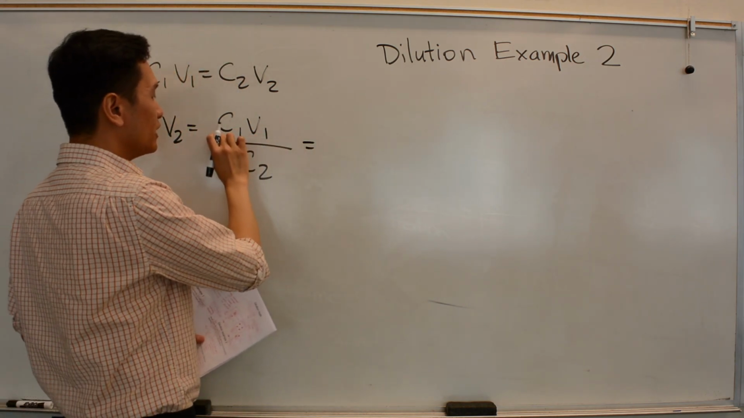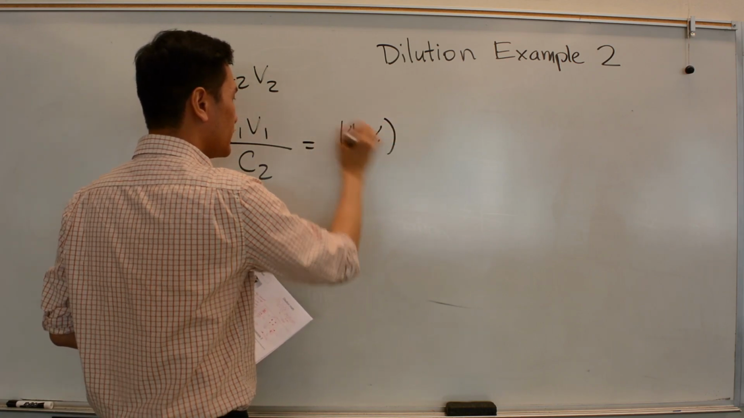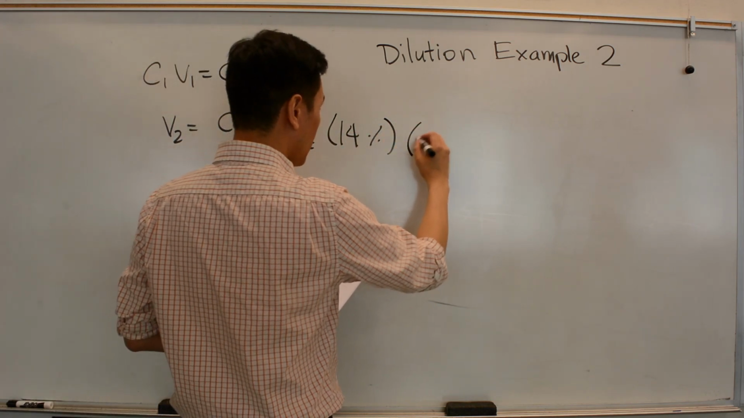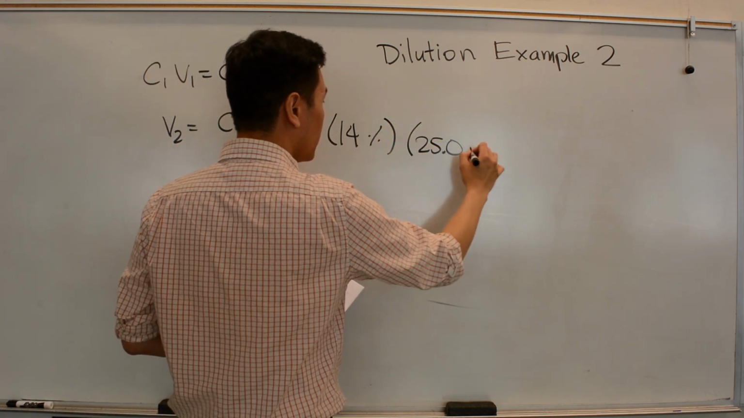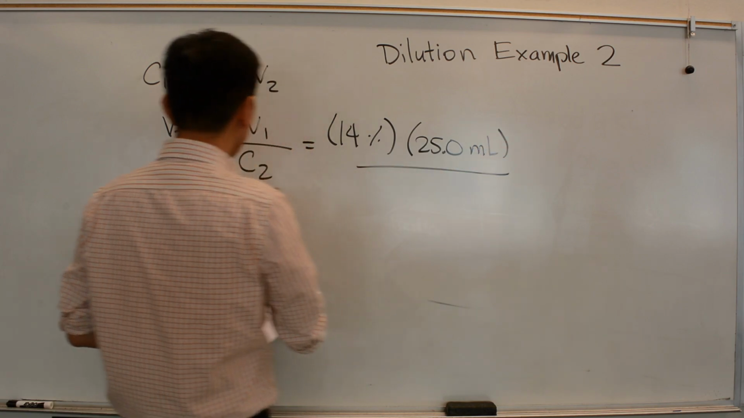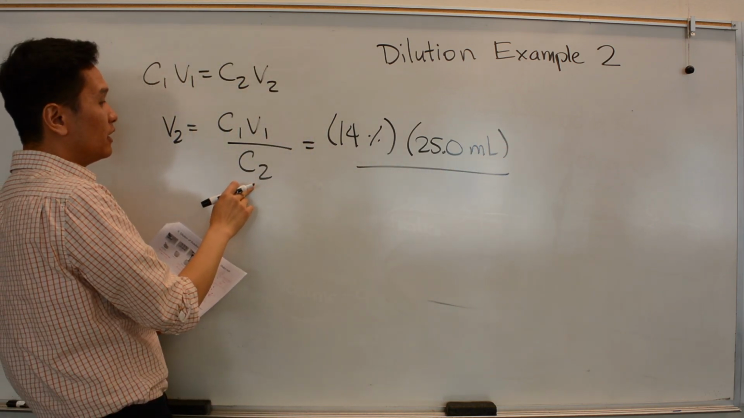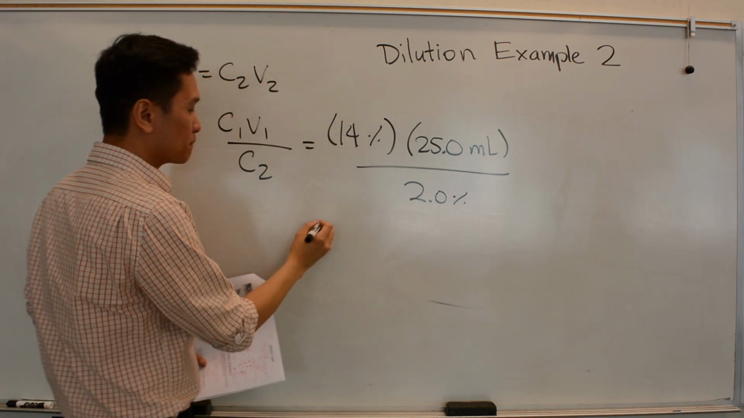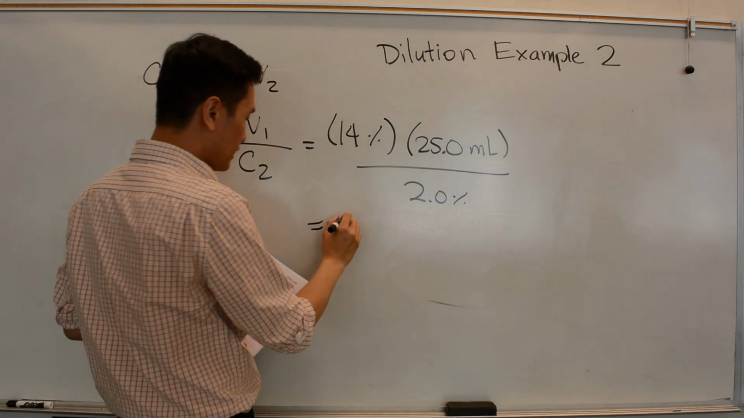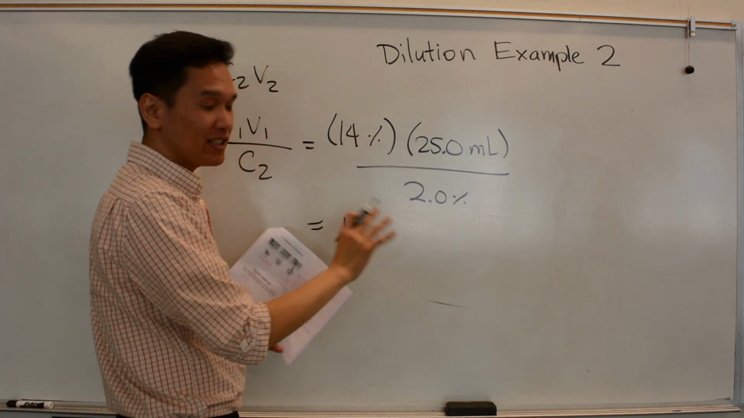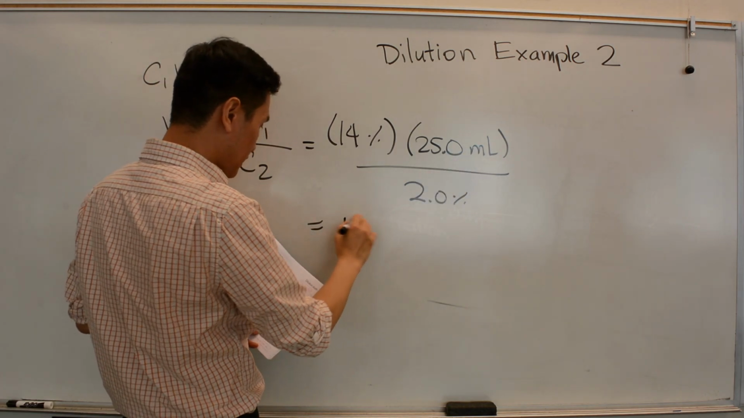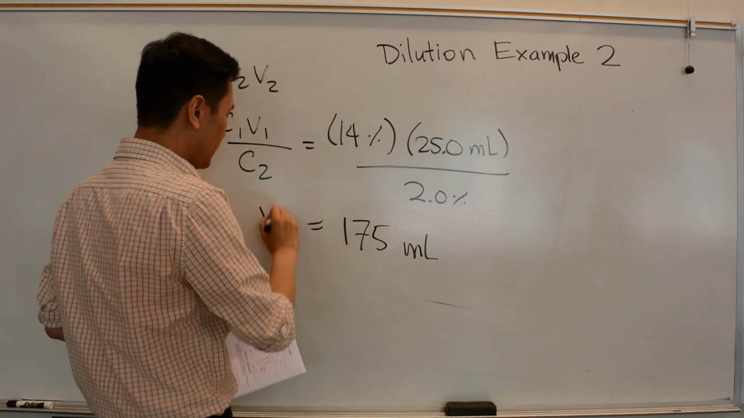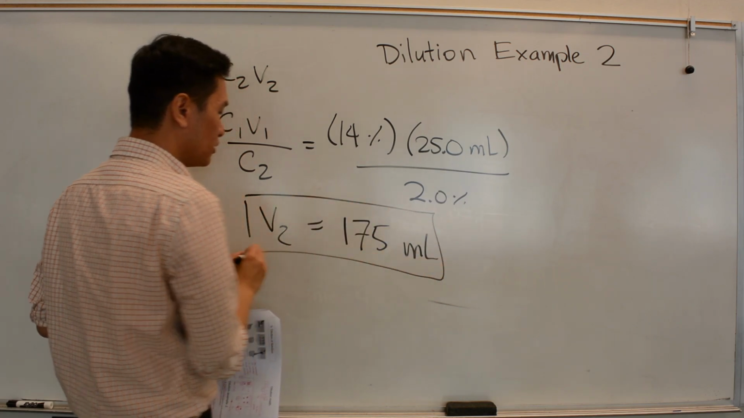So what is our initial concentration? 14%. What is our initial volume? 25.0 ml. What is our second concentration? Our final concentration that we want is 2.0%. So the math there says that percentage and percentage cancel out, giving us the units of ml. So 175 milliliters. So that is what V2 is equal to.